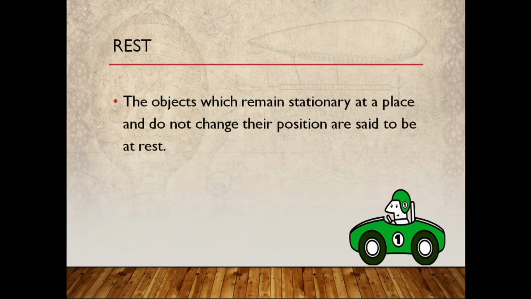The first slide shows the topic rest. What is rest? You all know, when we lie on the bed, that is rest, isn't it? Or we are not moving ourselves, that is rest. Similarly, an object is said to be at rest when its position remains stationary. That means the object which remains stationary at a place and does not change its position is said to be at rest. Now just see the car. It is staying here. It is not moving here and there. So the car is in the rest position.